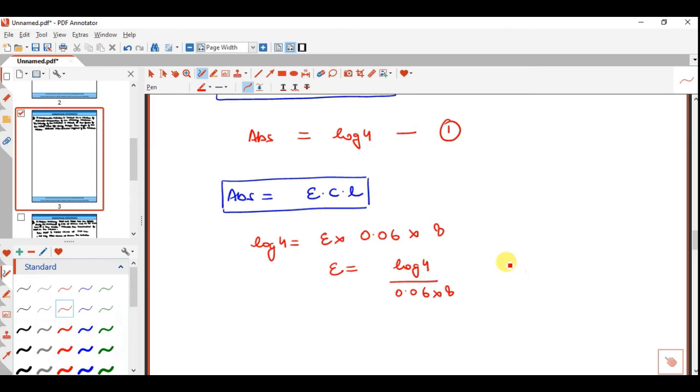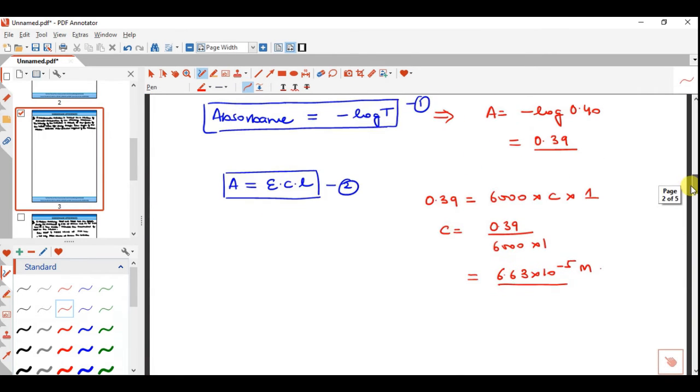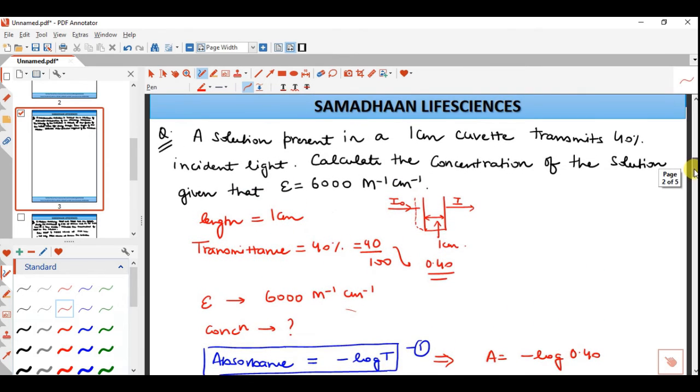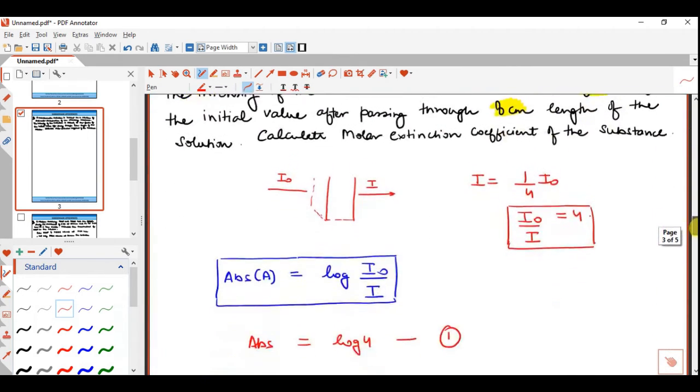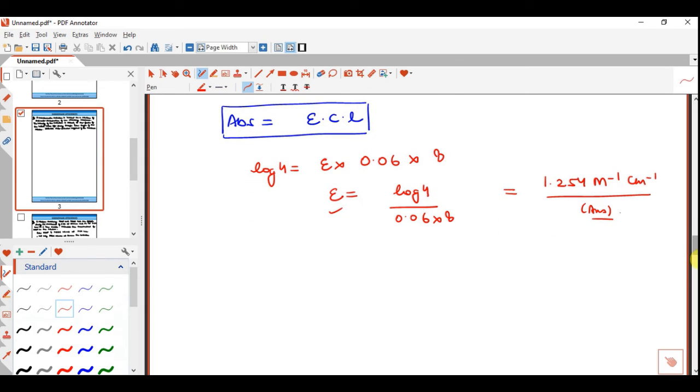Now if you solve this, you would get 1.254 mole inverse centimeter inverse. So you already know that epsilon has a unit of mole inverse centimeter inverse, so this would be the final value. This would be the answer. Just have to solve this. Okay, now see, in the first question we were asked the concentration. I showed you in the first question they have asked concentration. In the second question they have asked the epsilon values. You need to be clear with both the formulas of absorbance in order to do this.